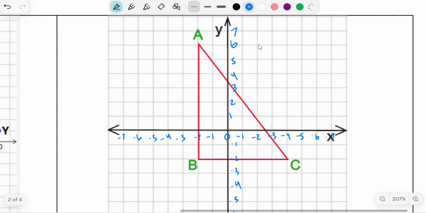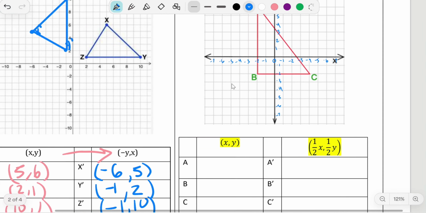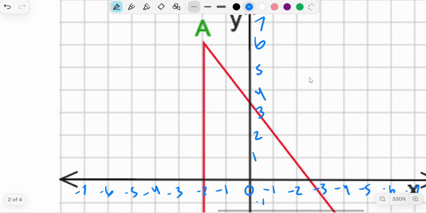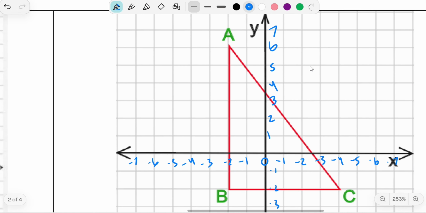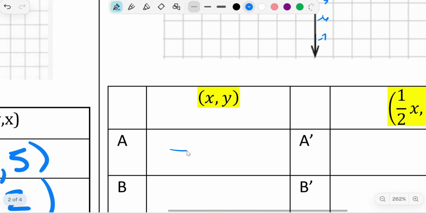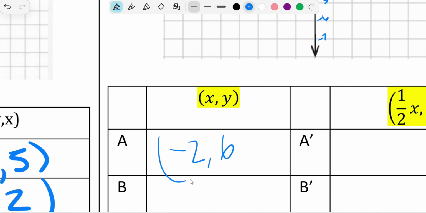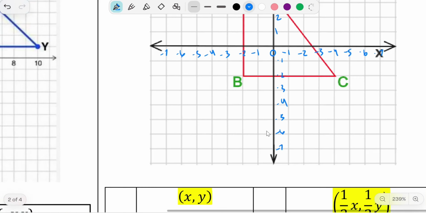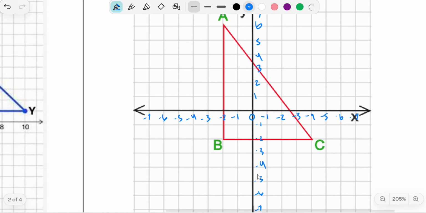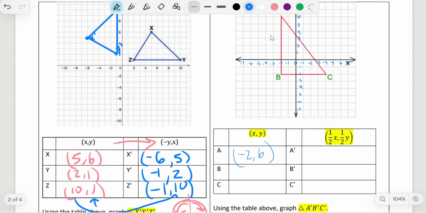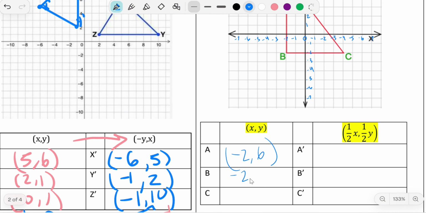Alrighty guys, so these numbers are plotted. I'm going to go ahead and see where every point is at. I can see that point A is at -2, 6. Because 2 is our X, where we're at on our X-axis, and the Y is where we're at on our Y-axis. Now, I can see that B is also -2, but this one is at -2, -2. And then C is at -4, -2. Perfect. So we have our base coordinates down.